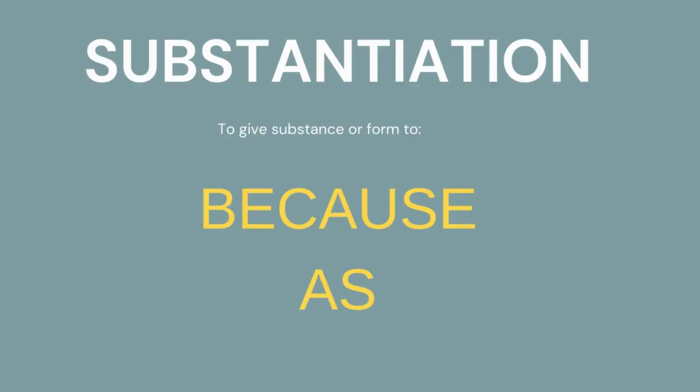Right, now we go into our HOT. This is where you're going to get your distinctions. So the first one is substantiation. All that substantiation means is to explain what you are saying, to give substance or form to what you are saying. Now, I tell my students to always use the word because or as to prompt them into going into more information.